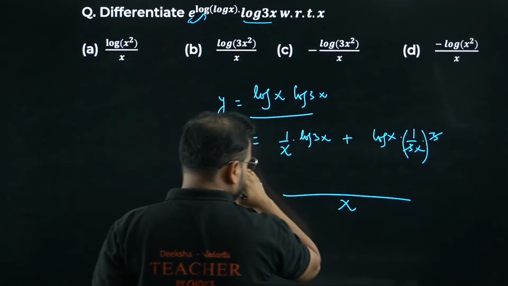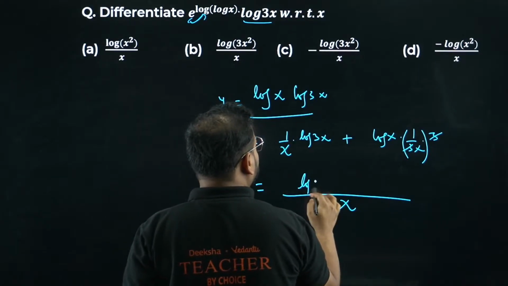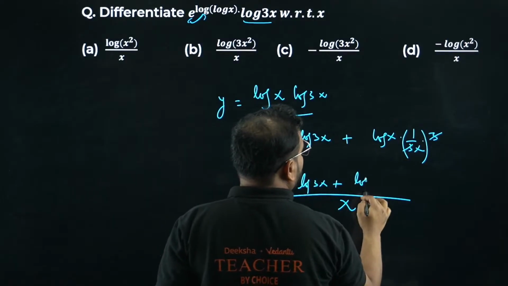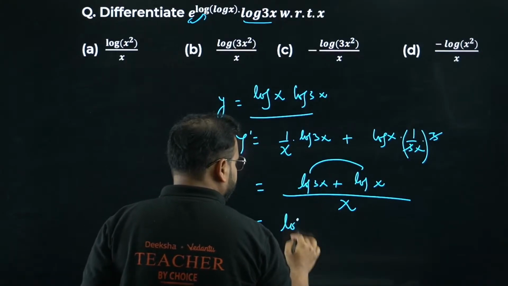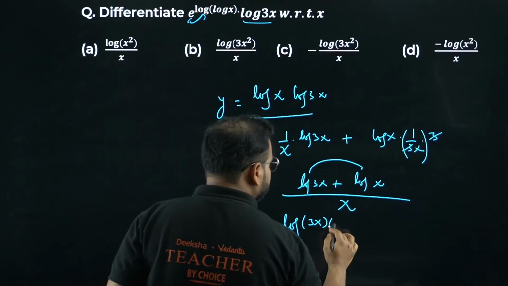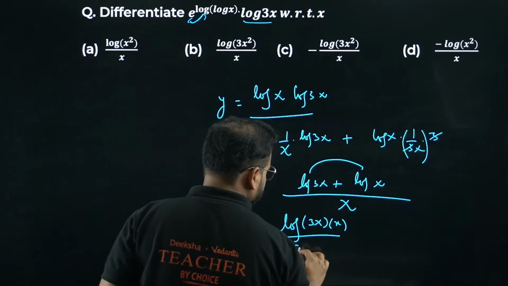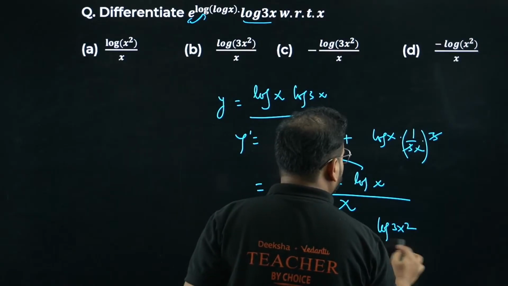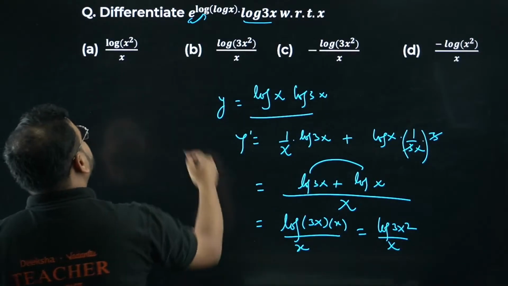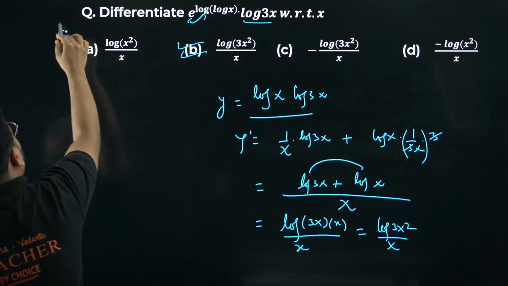So take 1 by x common. We have log 3x plus log of x. How much is that? Log a plus log b is log of a into b. So log 3x into x upon x. What I get is log 3x square upon x. Option is B. Option is B.